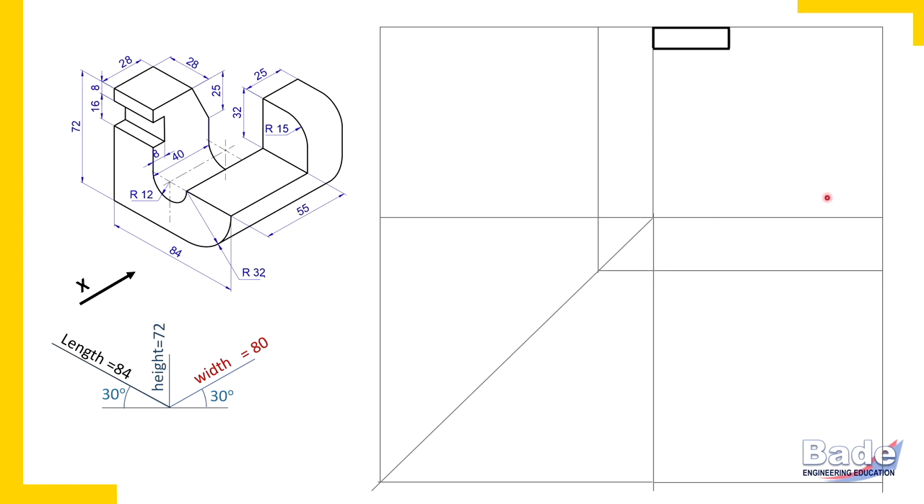Now how to construct the shape? Remember I told you, first curved edges, then principal edges and then non-principal edges. So let's draw this curved edge. It is a quarter circular edge of radius 32. So from the right end, measure 32 horizontally, parallel to the length axis, and 32 vertically, parallel to the height axis, to locate the center of this quarter circular edge.